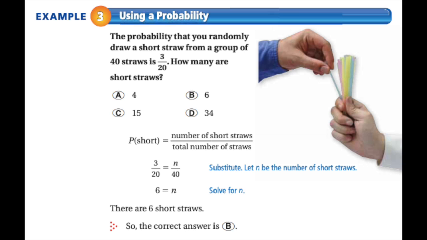So you can see here, they said the probability of a short straw equals the number of short straws over the total number of straws. We knew that the probability was 3 out of 20, so they set up a proportion. 3 over 20 is equal to n over 40. We let n be the number of short straws. As we look at that, we can take 20 times 2 to get 40, so 3 times 2 is 6. So there would be a total of 6 short straws. The final answer would be B.